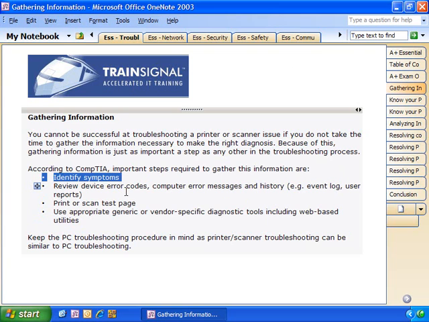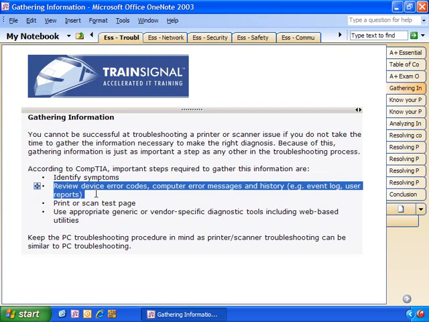You could ask the user what's going on. You could experience it for yourself. You can look at the front of the printer and review the device error codes. Or on the computer or the print server, there might be error codes there, or some sort of history as far as what happened, what print job specifically was printing when the printer jammed. It might be important. It might not.